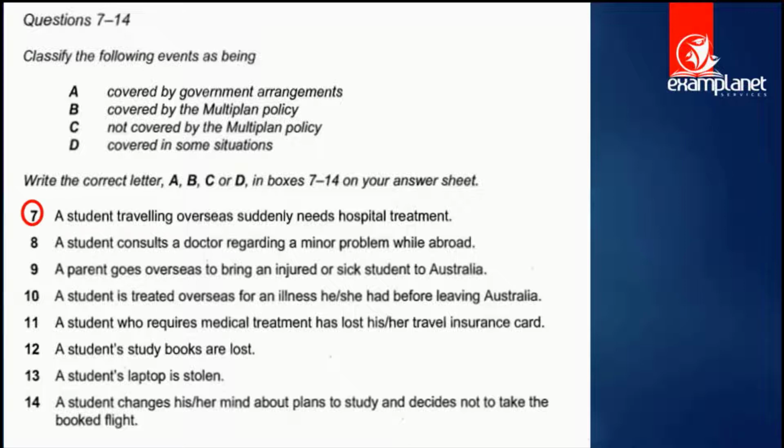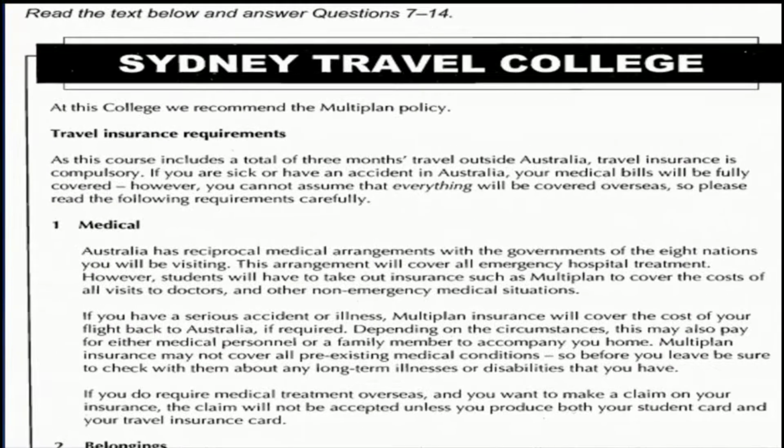For number 7, a student traveling overseas suddenly needs hospital treatment. Which of the categories should he actually fall under?